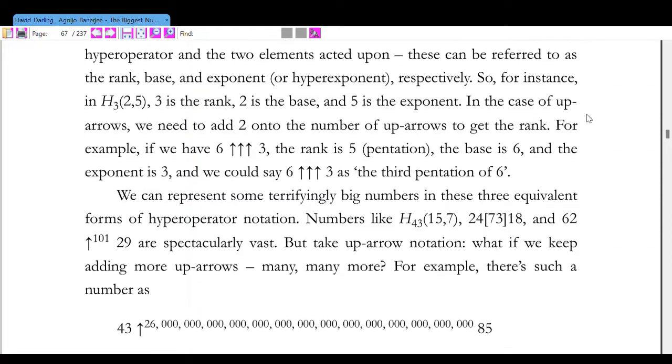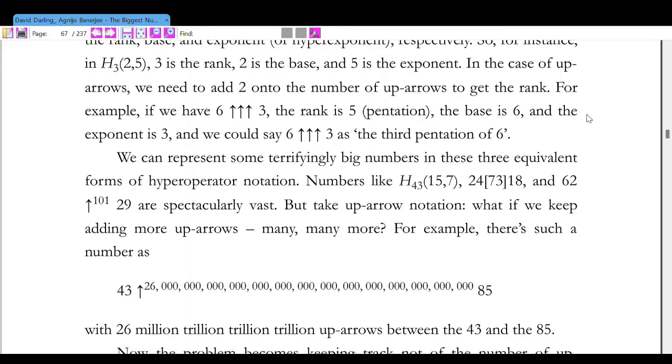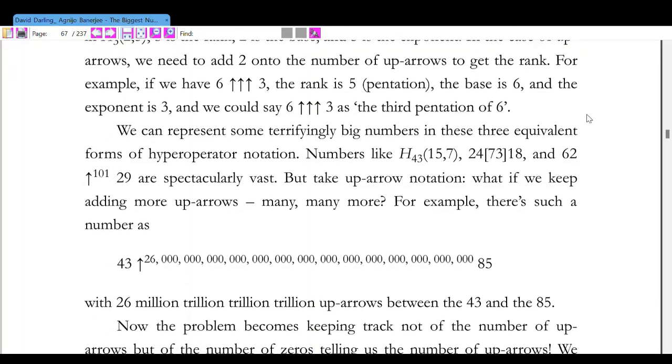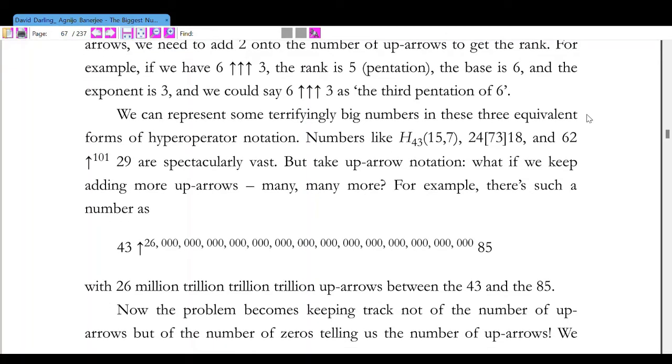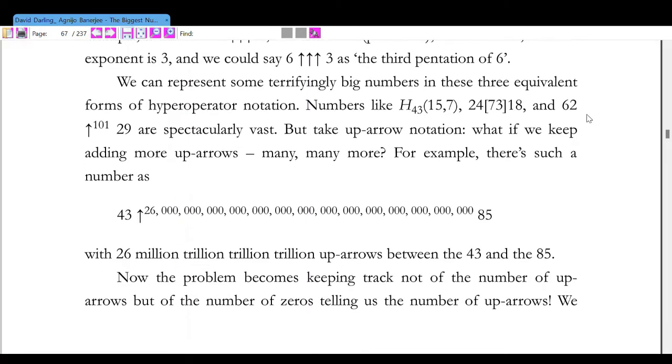In the case of up arrows, we need to add 2 onto the number of up arrows to get the rank. For example, if we have 6, 3 up arrows, 3, the rank is 5, the base is 6, the exponent is 3, and we could say 6, 3 up arrows 3 is the third pentation of 6. We can represent some terrifyingly big numbers in these three equivalent forms of hyperoperator notation. Numbers like these are spectacularly fast-growing, but take up arrow notation.